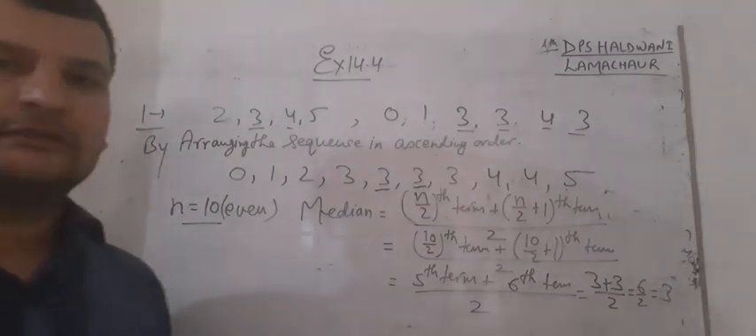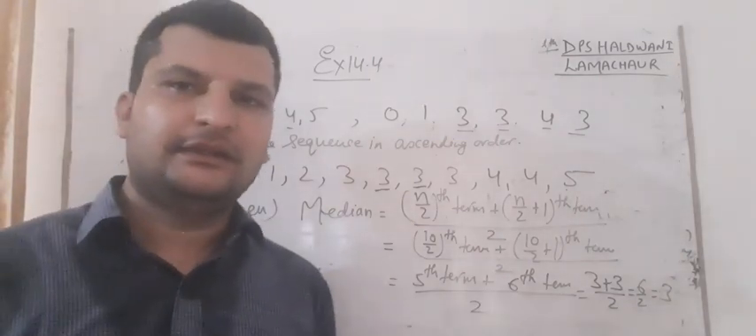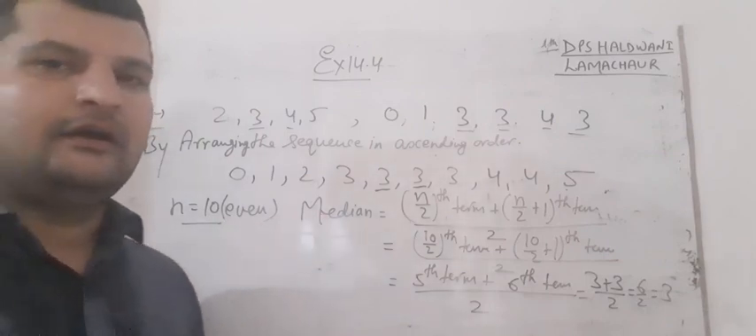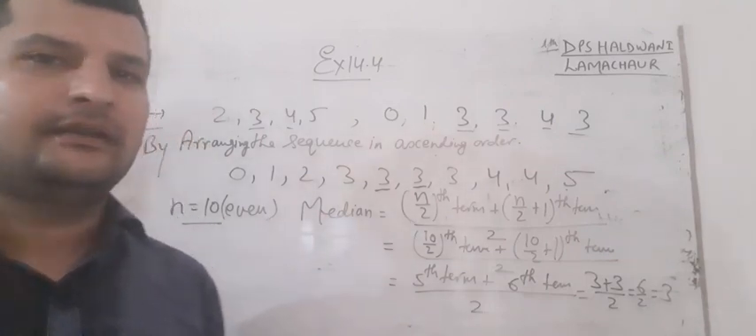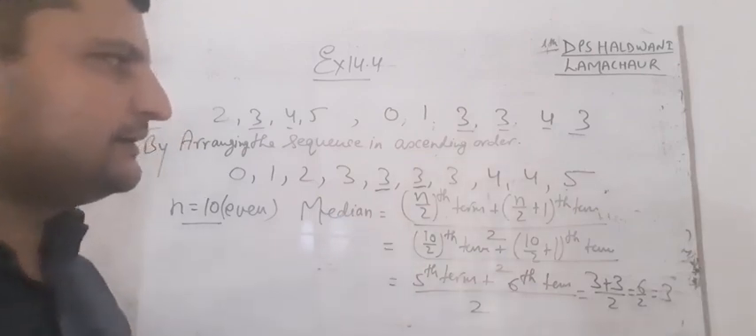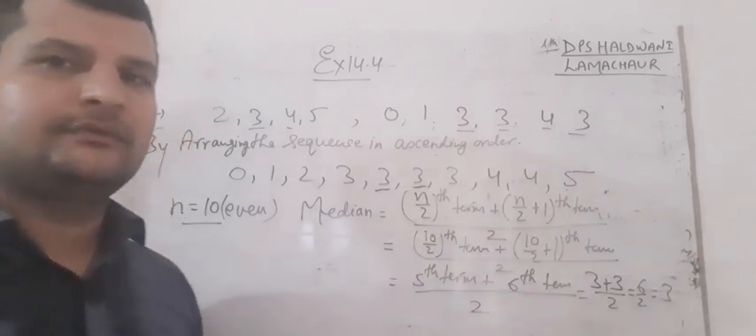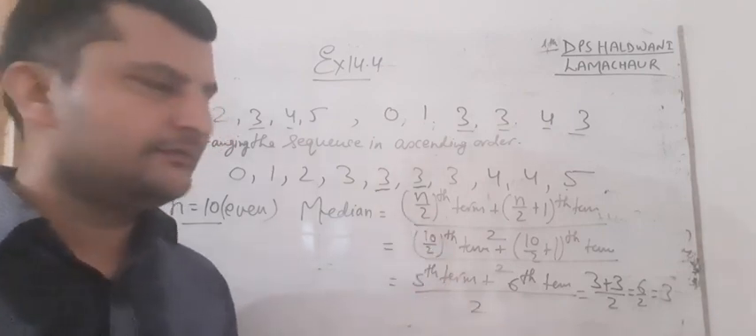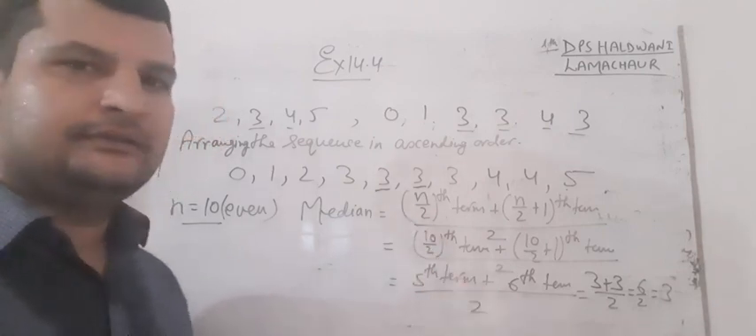So first we have to arrange the series in ascending order, students, and then we have to find how many numbers are here. If the numbers are even, we can write median is equal to n upon 2th term plus n upon 2 plus 1th term divided by 2. So after finding this, we find that the median is 3.